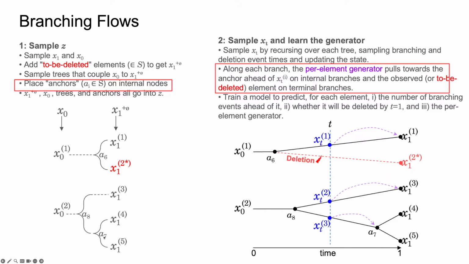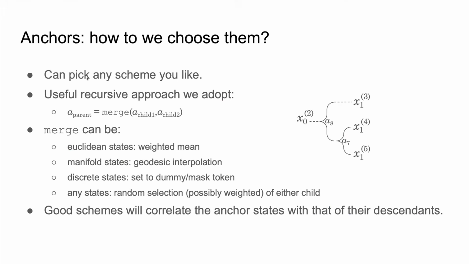An anchor is a state that you stick on the internal node of the tree. It's from the same state space as your elements. So in this tree, A6 is some anchor that lives on the common ancestor of these two nodes. The same for A7, and A8 is some anchor that's the common ancestor for this node and that node. These anchors are going to control the behavior of the state over the internal branches of the tree.